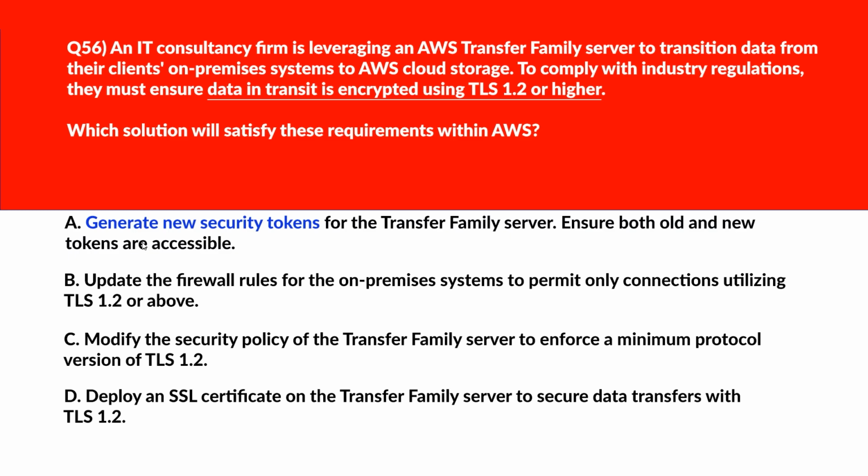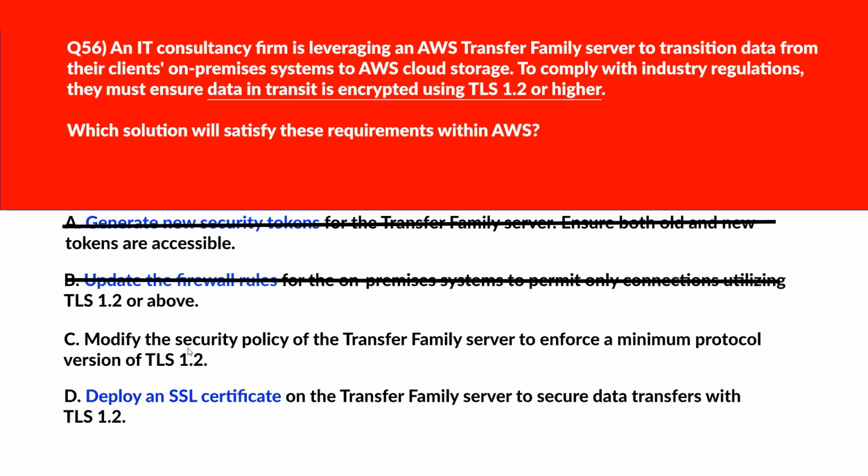Option A, if you look, says generate new security tokens for the Transfer Family server. Ensure both old and new tokens are accessible. Generating new security tokens does not ensure encryption via TLS 1.2 or higher. Let's eliminate this. We'll move to option B. B says update the firewalls. Updating the firewalls does not impact the encryption protocols used by the Transfer Family server. Again, wrong choice. Let's move to option C.